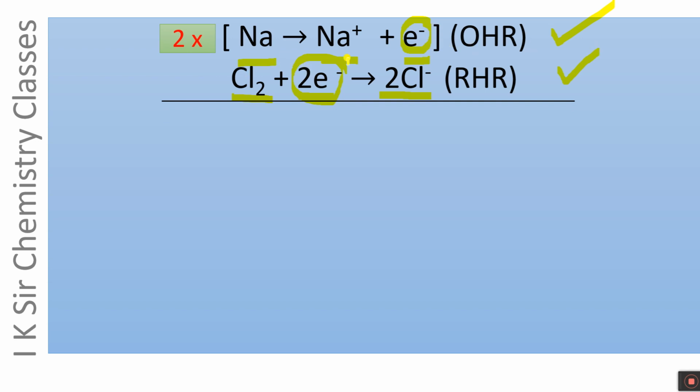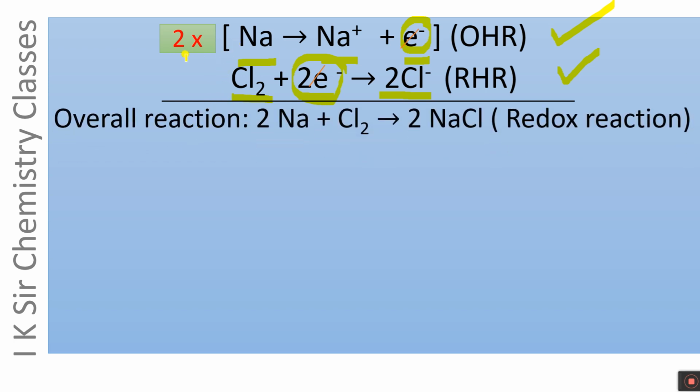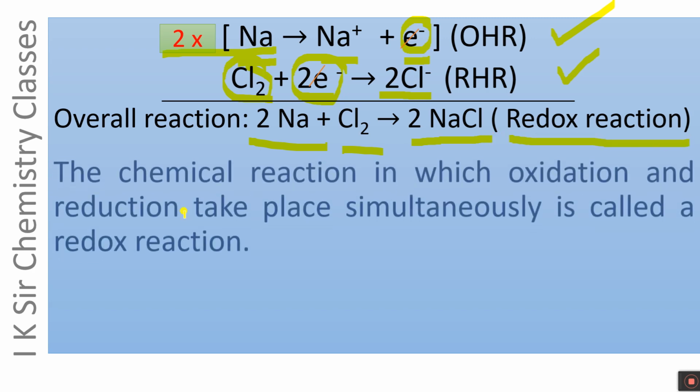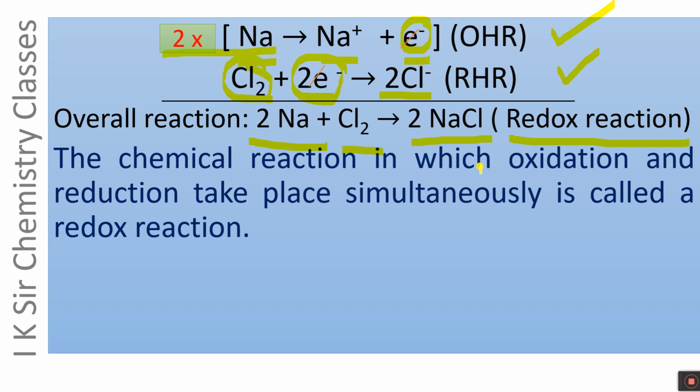2 electrons on the left hand side and 2 electrons on the right hand side cancelled out, and on adding these two half reactions, the overall reaction is 2 Na plus Cl2 form 2 Na plus ion and 2 Cl minus ion, that is 2 NaCl, and the overall reaction is called redox reaction. The chemical reaction in which oxidation and reduction take place simultaneously is called a redox reaction.